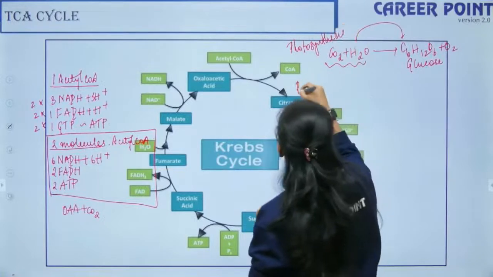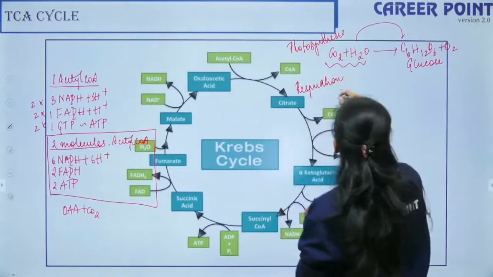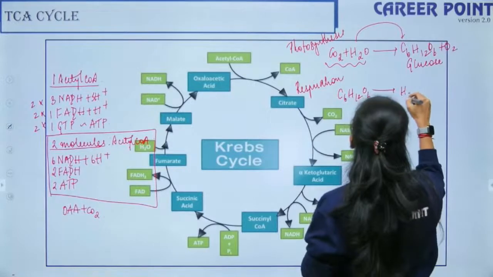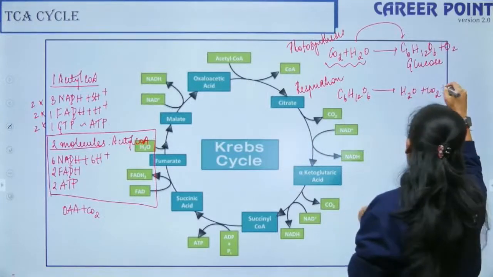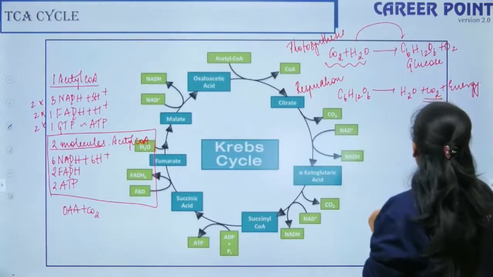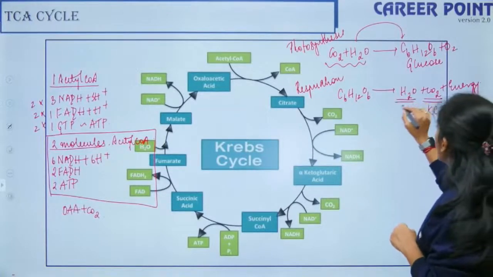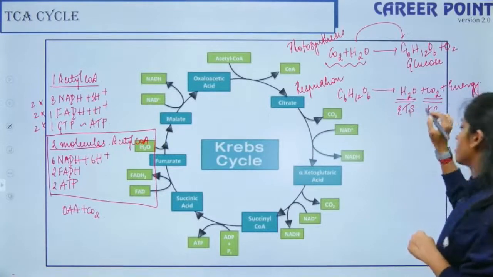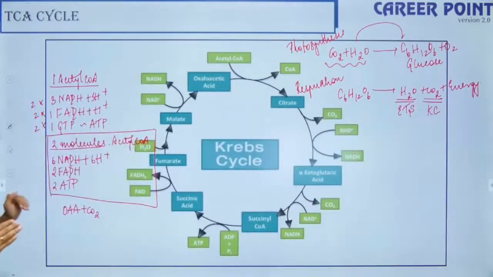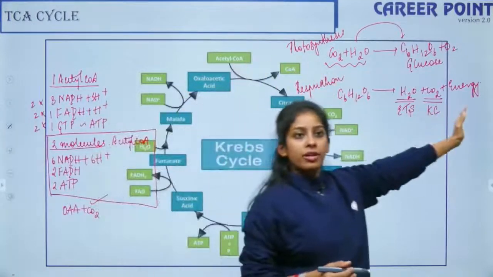So what happens in respiration? Your C6H12O6 breaks down to give you water plus carbon dioxide plus some amount of energy. This carbon dioxide comes out during the Krebs cycle, and the water comes out during the electron transport system. So this is what is happening. At the end of the Krebs cycle, you get your oxaloacetic acid plus carbon dioxide. So your end product carbon dioxide is obtained.